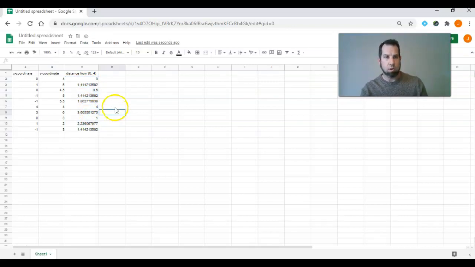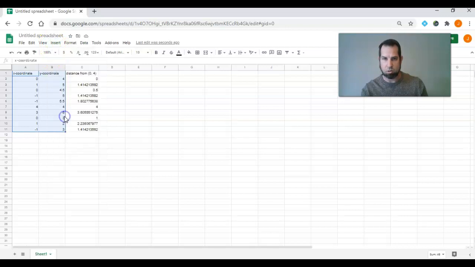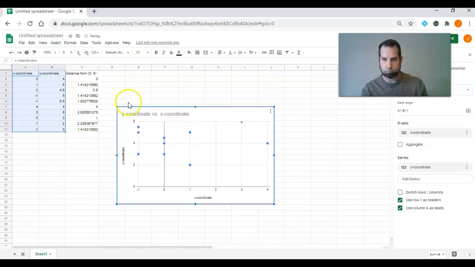And so what do I do next? Now I want to make a chart. So I'm going to highlight this because I want to do a chart. I'm going to do Insert, Chart. It's already created a scatter chart for me. It has selected what I want it to have selected. Looks like this is pretty good. I can kind of tell what's going on here.